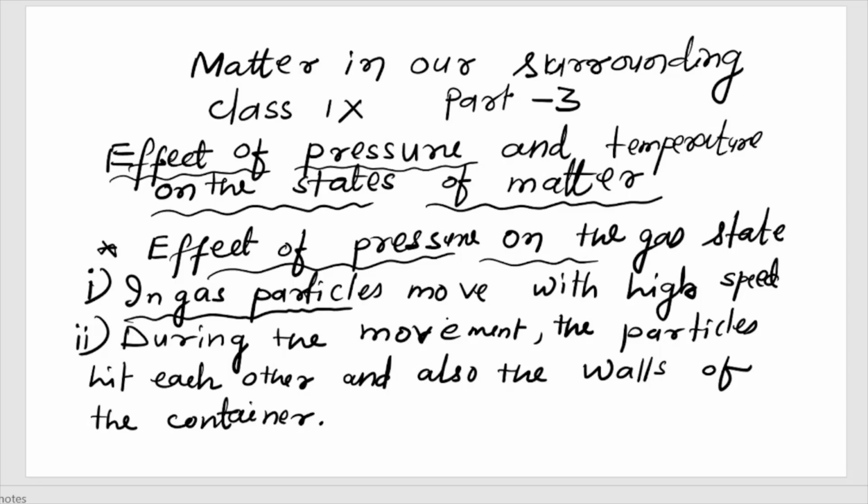Gas particles move with high speed. During the movement, what happens? The particles hit each other and also the walls of the container. Whenever the gas particles move with high speed, they strike each other and the walls of the container. Then what is produced after hitting?